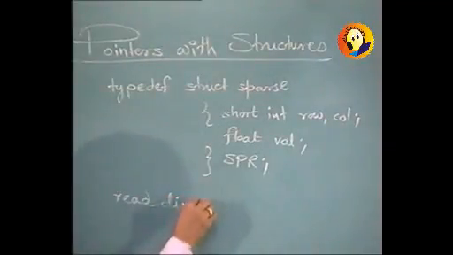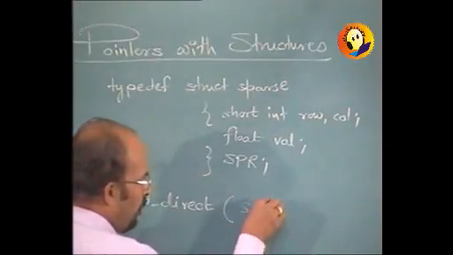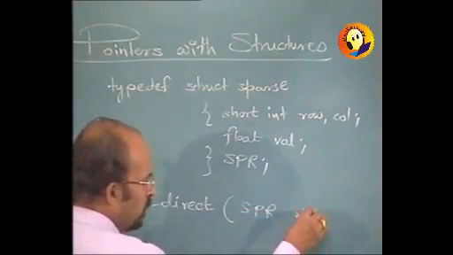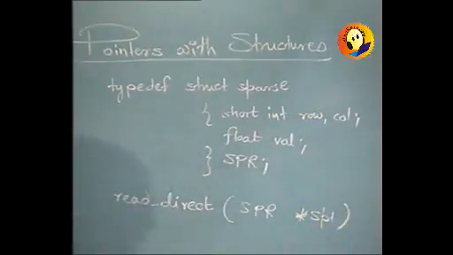The function read direct that we had written using the array will now be written without any explanation using the pointer. And if you understand it well, otherwise I will explain.